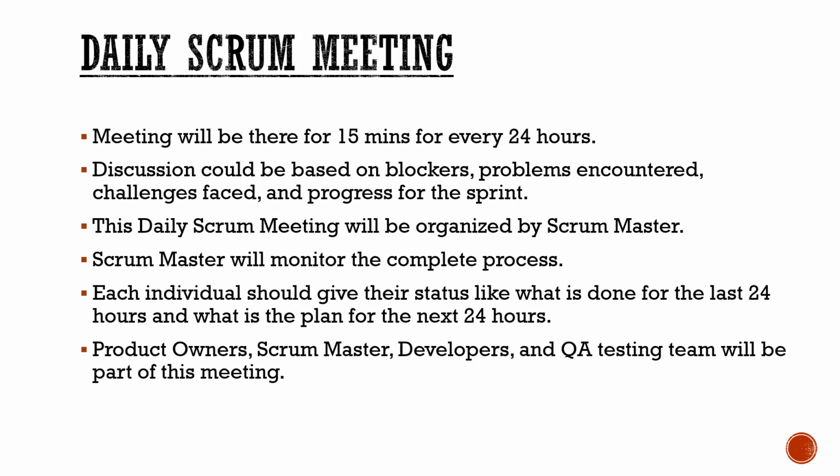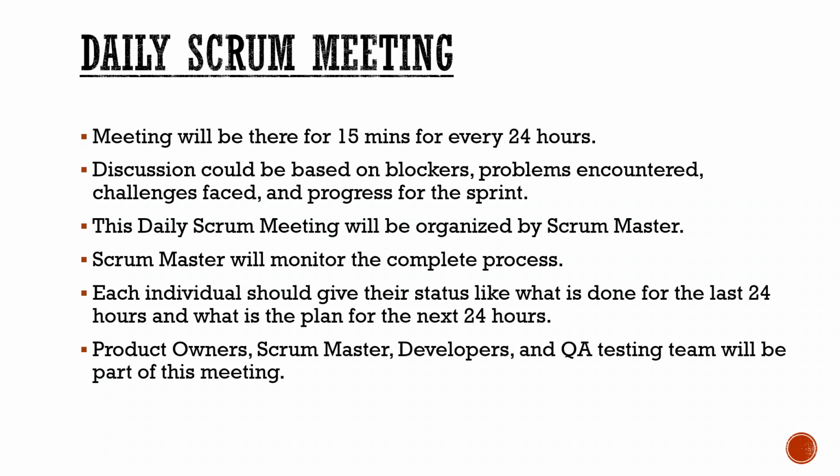Now we will see what is the daily scrum meeting. This meeting will be for 15 minutes. As I said in the previous slide, it will be for 15 minutes. And the discussion should be based on blockers, like what are the problems we encounter in developing the software. Every 24 hours, this meeting will be conducted. So what are the challenges we are facing in developing the software?